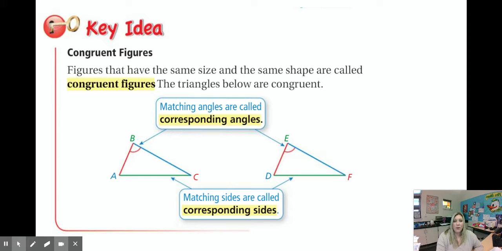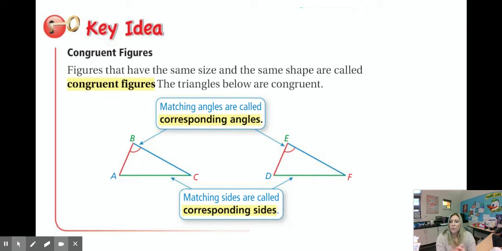So the triangles below are congruent. So we're being told these are identical triangles. So let's look at the two triangles. Look at triangle ABC, and then there's triangle DEF. So look at the matching angles.